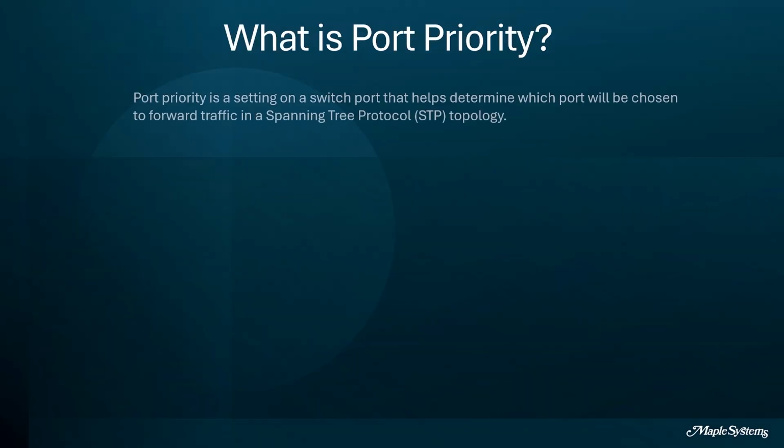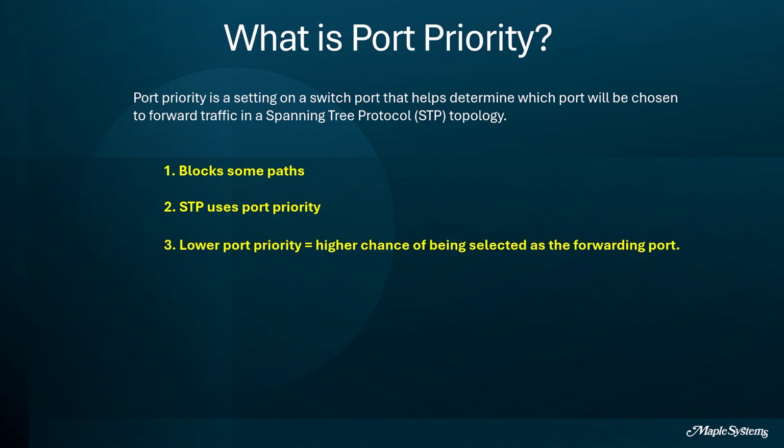What is port priority? Port priority is a setting on a switch port that helps determine which port will be chosen to forward traffic in a spanning tree protocol or STP topology. STP prevents loops in a network by blocking some paths and allowing others to forward traffic. And when multiple ports could forward traffic, STP uses port priority to decide which port should be preferred. And what is lower port priority? Well, that's a higher chance of being selected as the forwarding port. And then there's higher port priority, which is less preferred, more likely to be blocked.